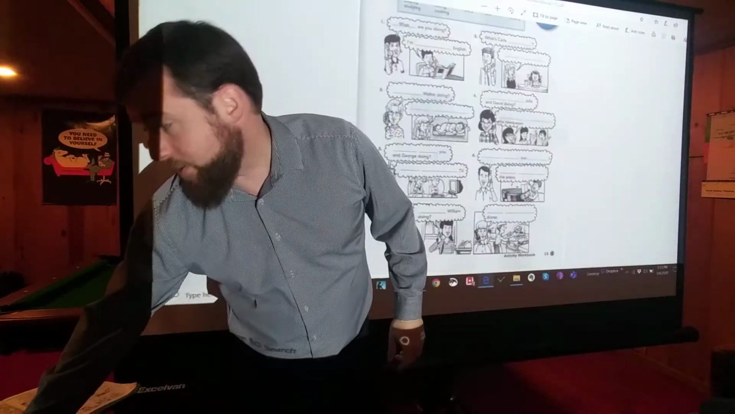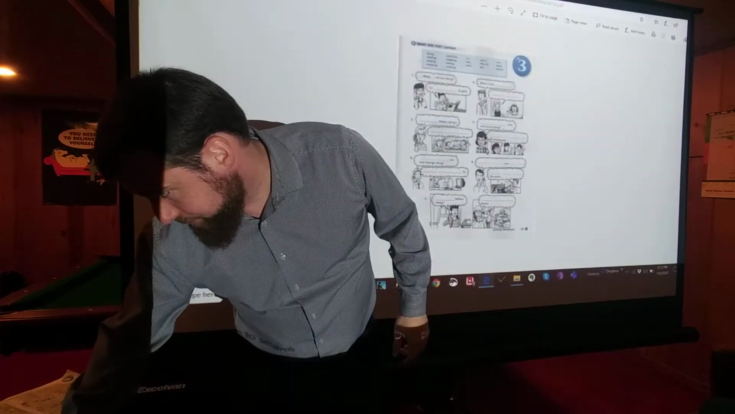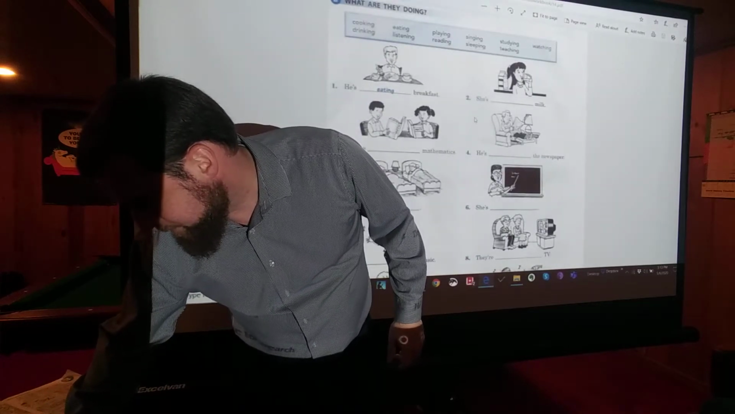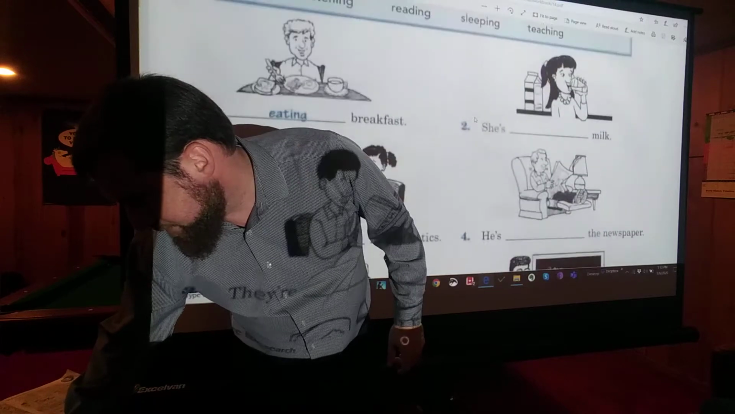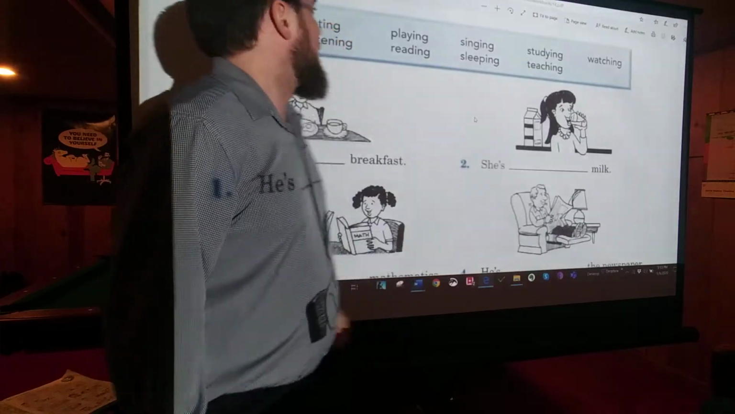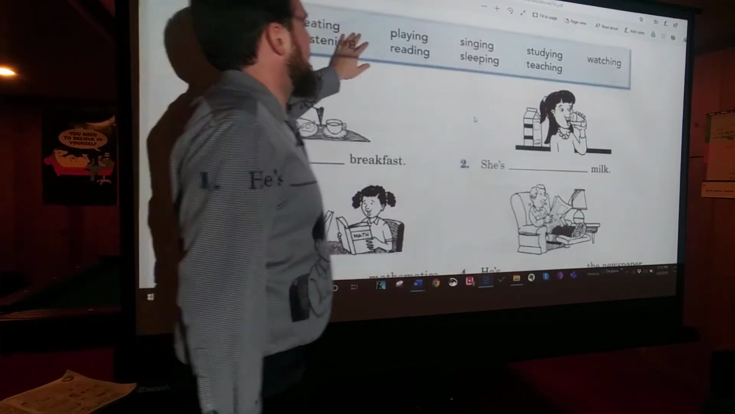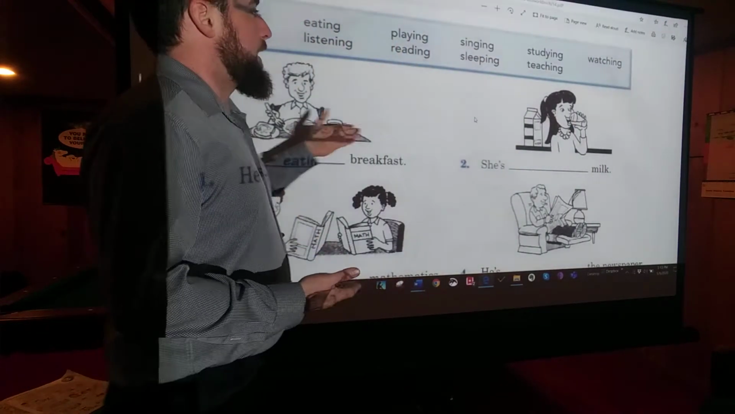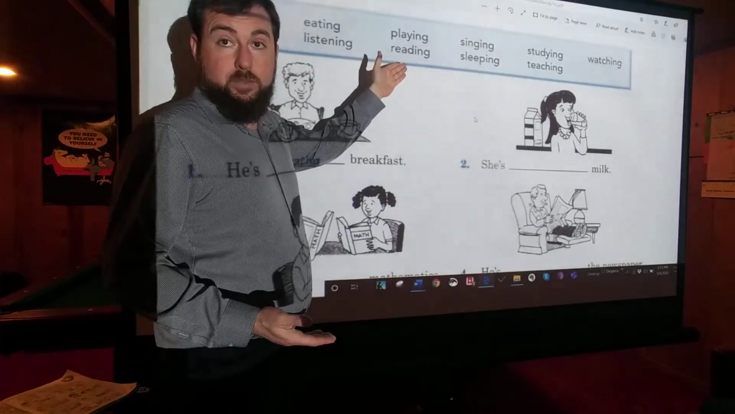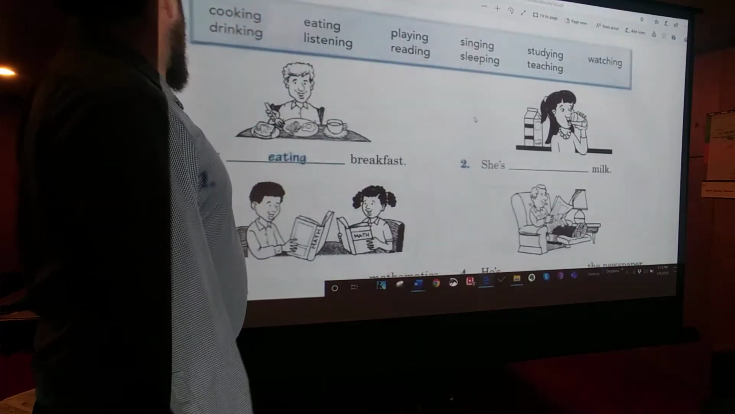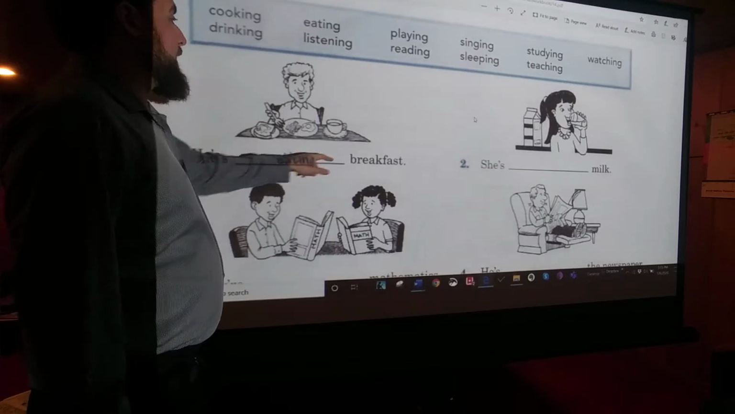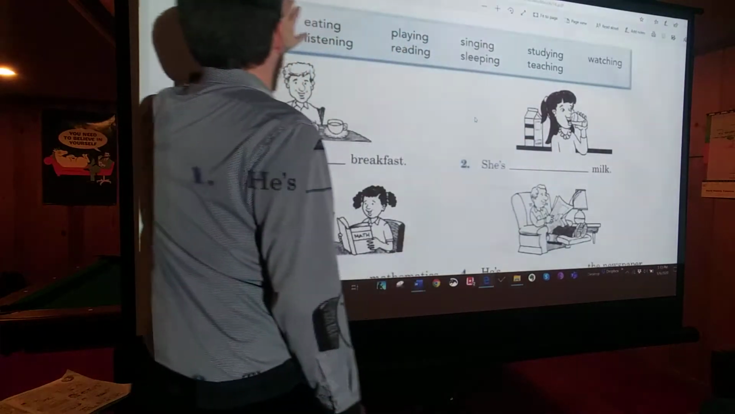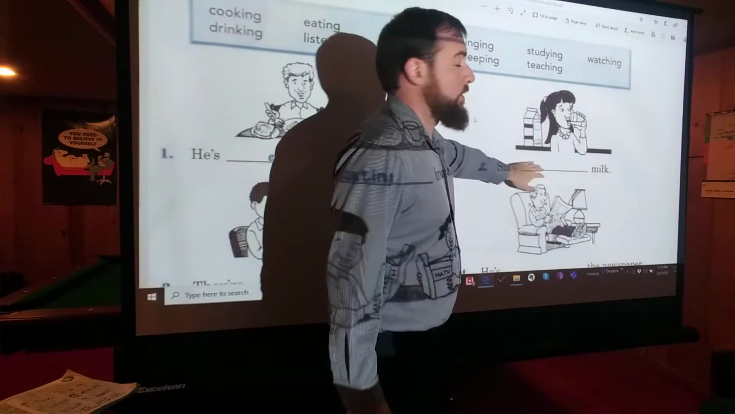How'd you do? Ready to go on to the next one? Hope so. Okay. Next, we have page 14. Same thing. We have a bunch of words at the top that we're going to use to fill in these blanks. We got to look at the picture and ask, what is this word? What's happening? So number 1, he's eating breakfast. Number 2, what is she doing? Which one of these words goes here?